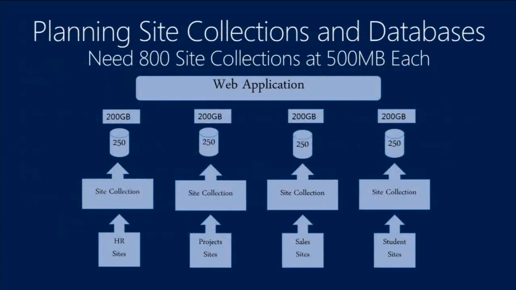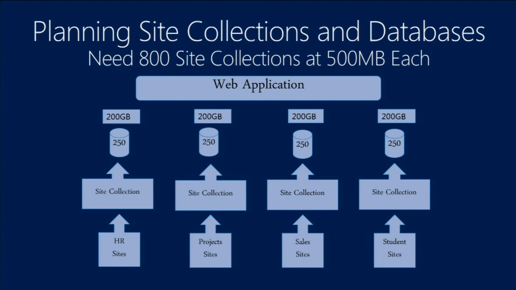So let's walk through a little exercise here. Let's say we just came out of a meeting and we decided that, looks like down the road, we're going to need 800 site collections, and they're going to require 500 megabytes each. So how many site collections can I put in each database using that basic math? I need 800, 500 megabytes each. I want to limit myself to 200 gigabytes.